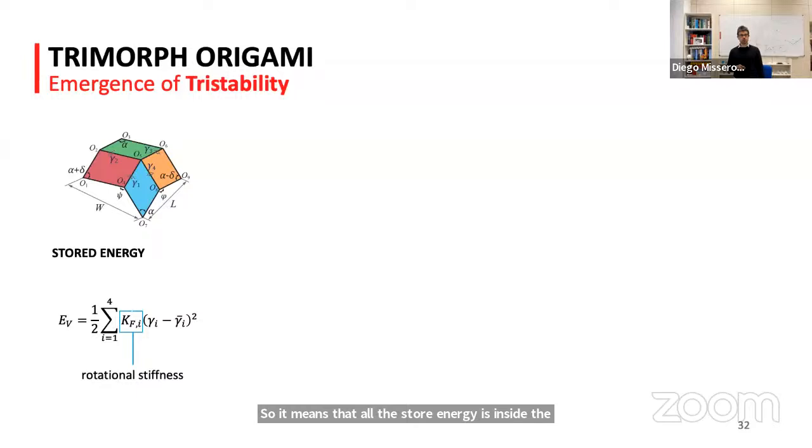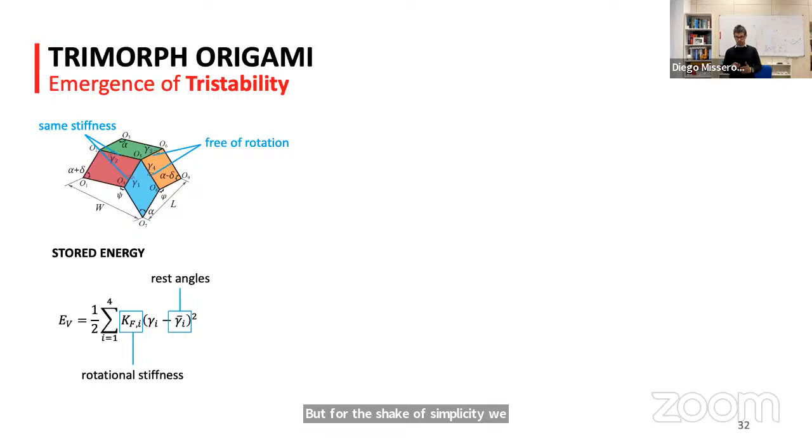And in this formula, we have that Kf is the rotational stiffness of the crease, and gamma hat bar is the rest angle of the configuration. And by tuning the fold energy parameters, we can program the energy landscape of this tessellation. But for the sake of simplicity, we decided to assume this hypothesis. So we assume that these two hinges here, these two creases here, are free of rotation. So it means that these creases are hypothesized as having zero rotational stiffness, while these other two creases here have the same rotational stiffness. And this is a simplification that was quite instrumental to simplify the manufacturing of these models. But in principle, you could change these values. You can make them different.